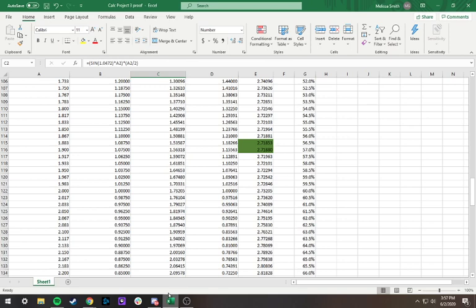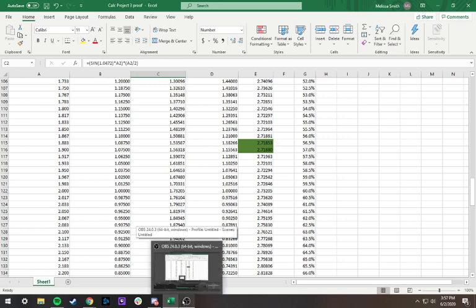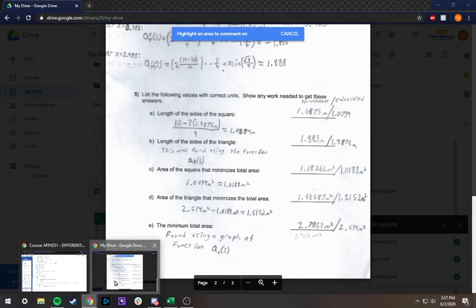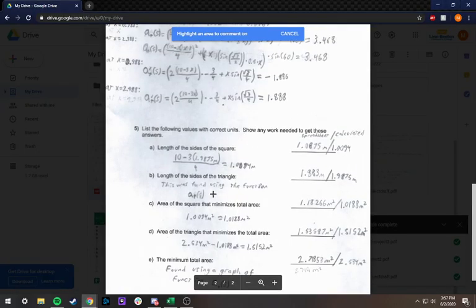Which is not exactly what we got for other calculations, but it's pretty close. And having a spreadsheet show us very similar results was nice. We're engineering majors, so we like to use Excel a lot.